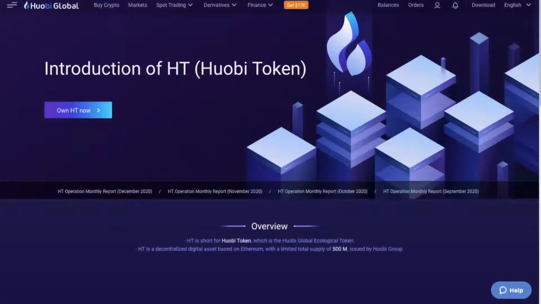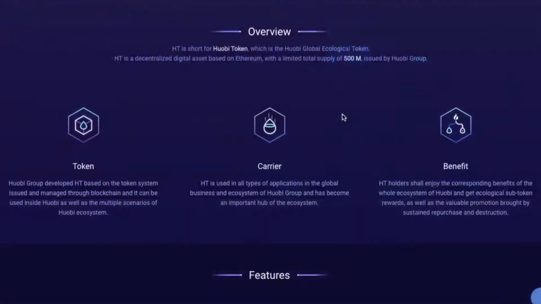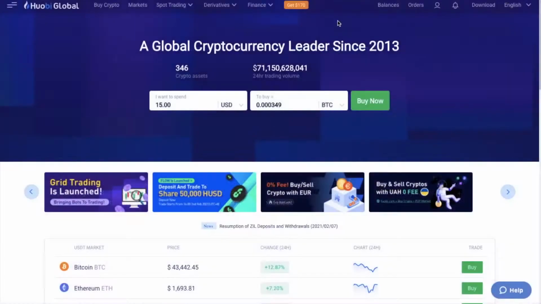And their trading fees start at 0.2%. However, these can be reduced by holding their own Huobi token named HT. This is an ERC20 token that enables users to reduce their trading fees, participate in initial exchange offerings, and cast their vote in governance decisions regarding the future direction of the platform. So let's jump into it.